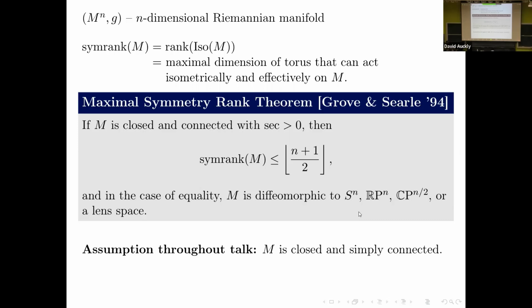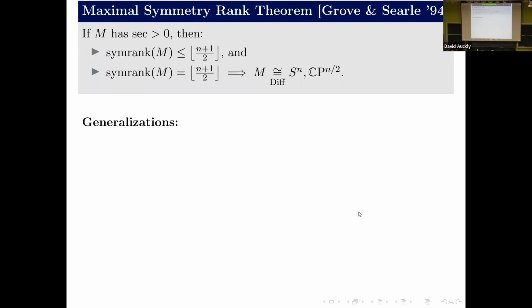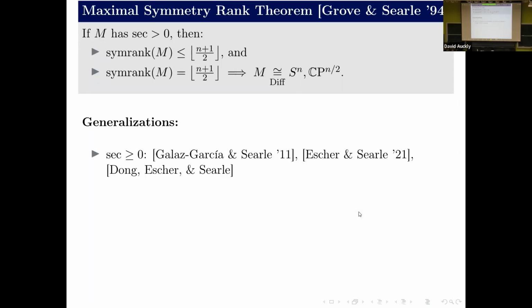This result is foundational in that it serves as the baseline for studying large isometry groups on positively curved manifolds. There have been several generalizations in various directions of the maximal symmetry rank theorem, so I'll give you a quick overview. For non-negative curvature, we have work of Galaz-Garcia and Searle, Escher and Searle, and recently Dong, Escher, and Searle. There is a conjecture on how this should be generalized, and this has been established in low dimensions and under other assumptions in higher dimensions.